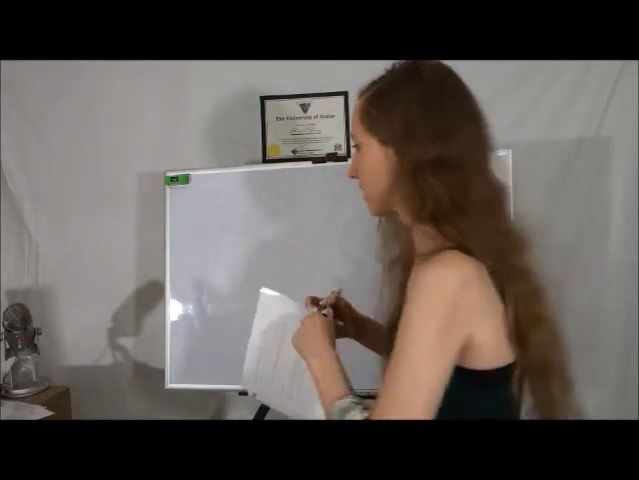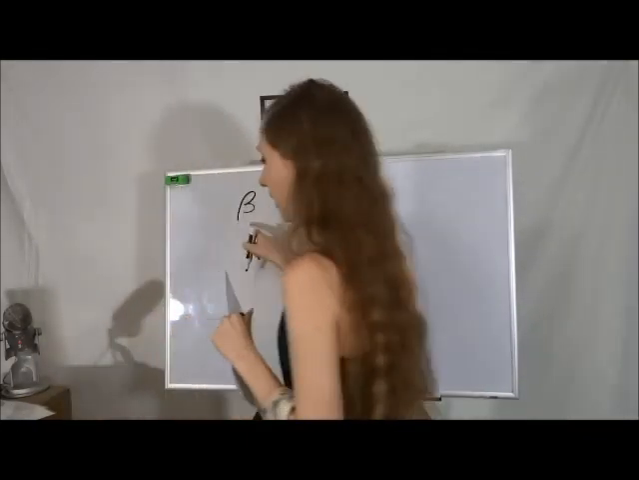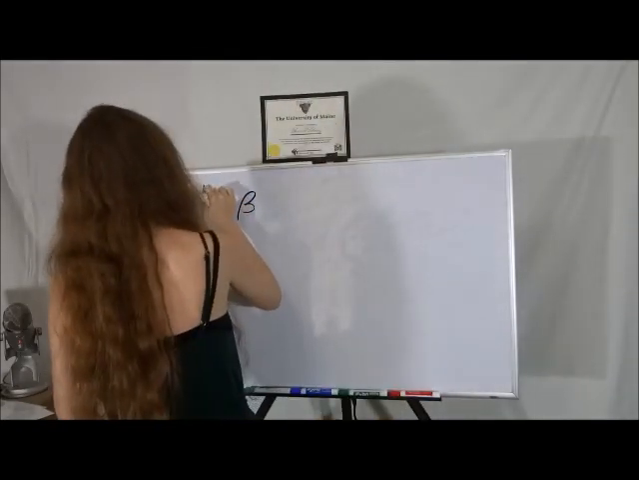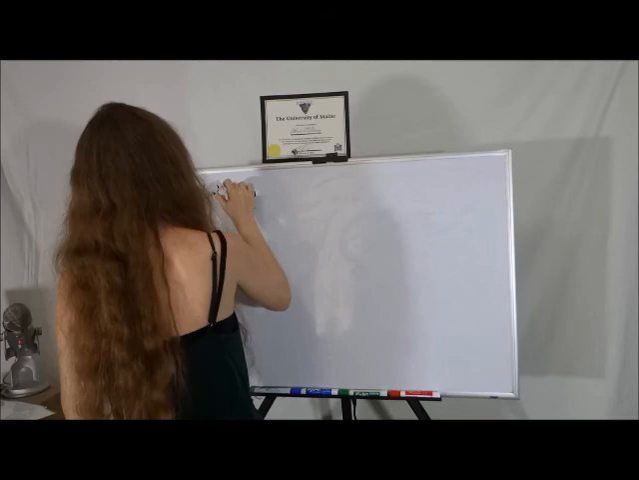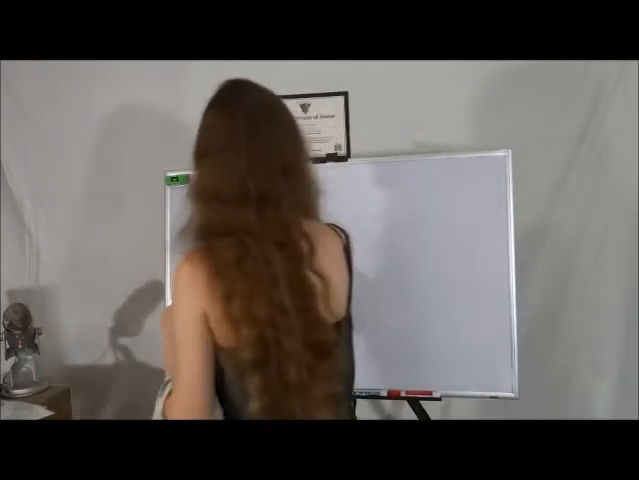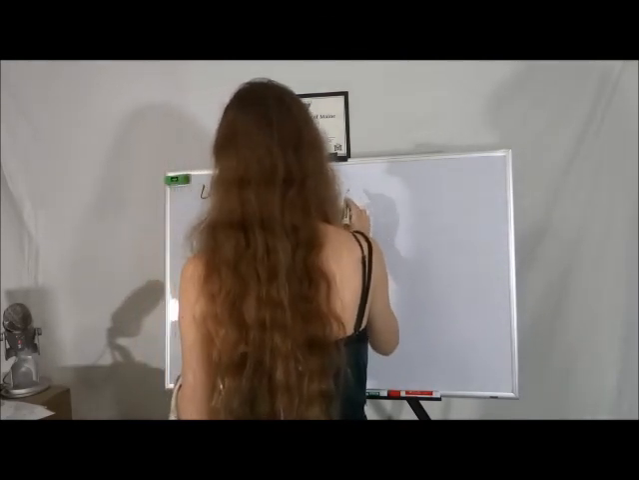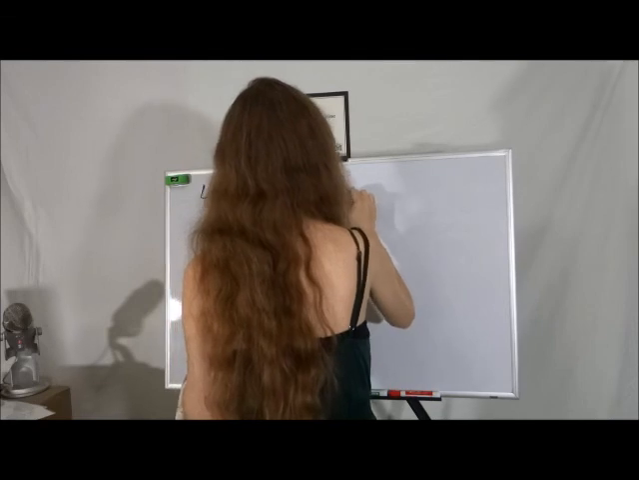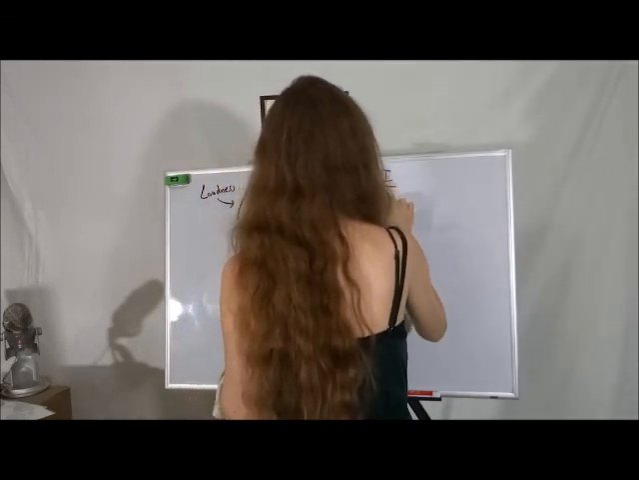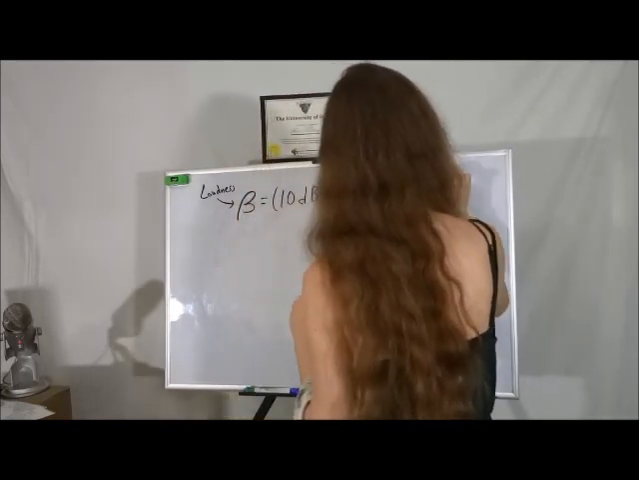So our loudness is given by the equation. We use the Greek letter beta for loudness. And that is equal to 10 decibels times log base 10 of I over I naught. So I is our intensity.